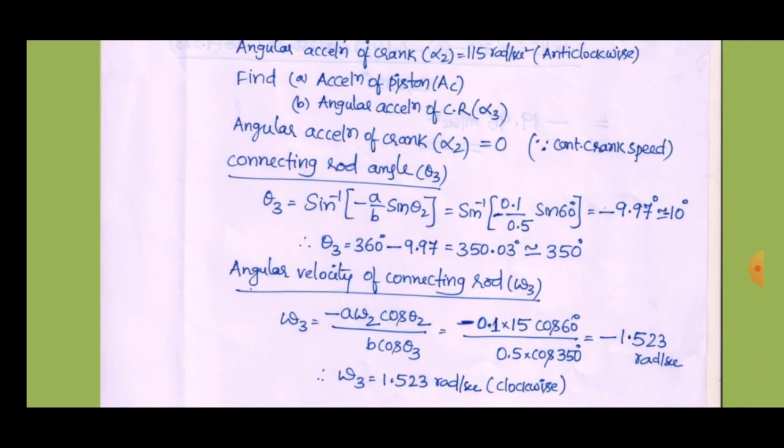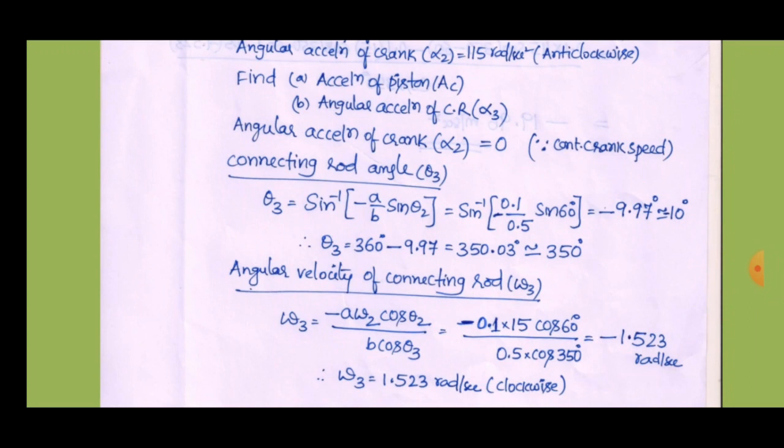Connecting rod angle, that is theta 3, equals sine inverse of minus a by b into sine theta 2. A is 0.1, b is 0.5, and theta 2 is 60 degrees. If I substitute all these values and simplify, I get minus 9.97 degrees, approximately minus 10 degrees. Once again, theta 3 is equal to 360 minus 10 degrees. That will be 350 degrees, which is the connecting rod angle.